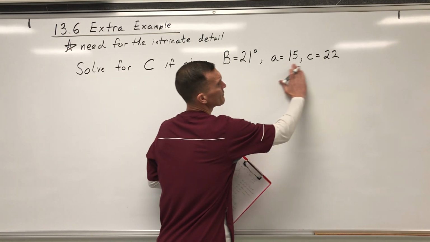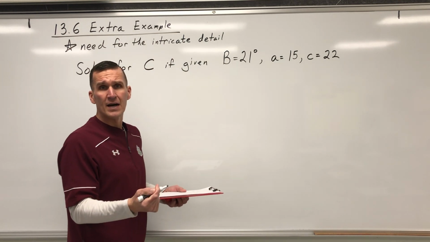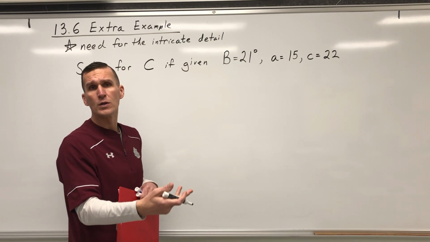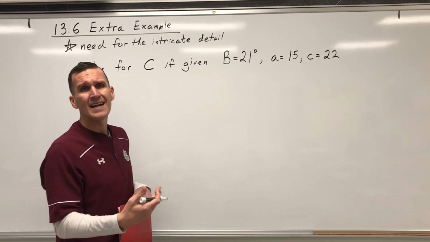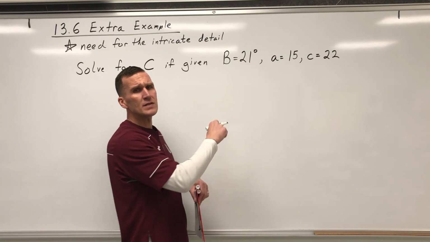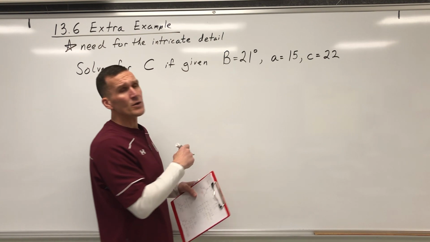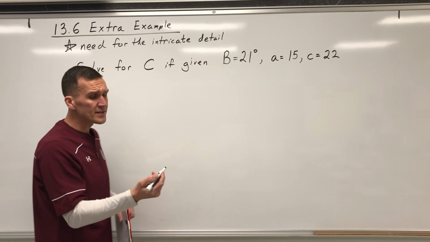If I'm looking at my information, I do not have a combo. That means little a with big A, or little b with big B, or little c with big C, and it's not easy to find. Like if I had two angles here, I could easily find the third angle, and then I would have a combo. But since I don't have a combo, this is actually going to be side angle side information.